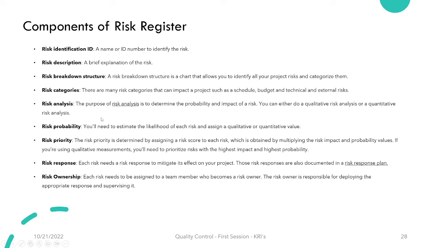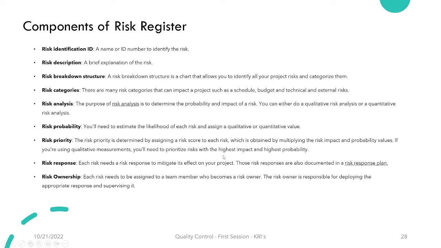Risk analysis. The purpose of risk analysis is to determine the probability and impact of the risk. So in our risk register, we have to mention the risk analysis that we're going to use to determine the probability and impact of the specific risk. You can do either a qualitative risk analysis or a quantitative risk analysis. Risk probability. You will need to estimate the likelihood of each risk and assign a qualitative or quantitative value to this risk.